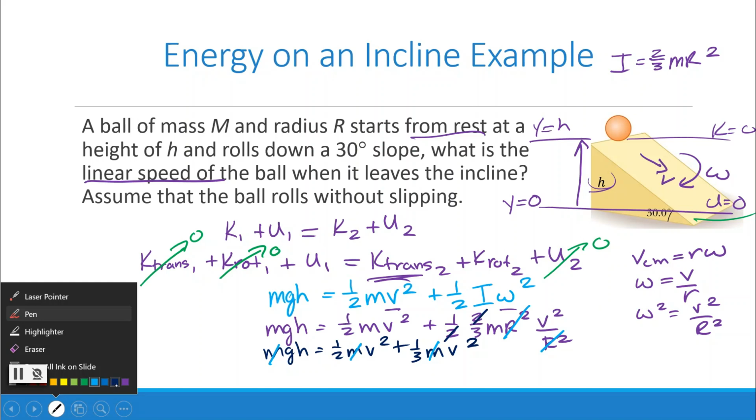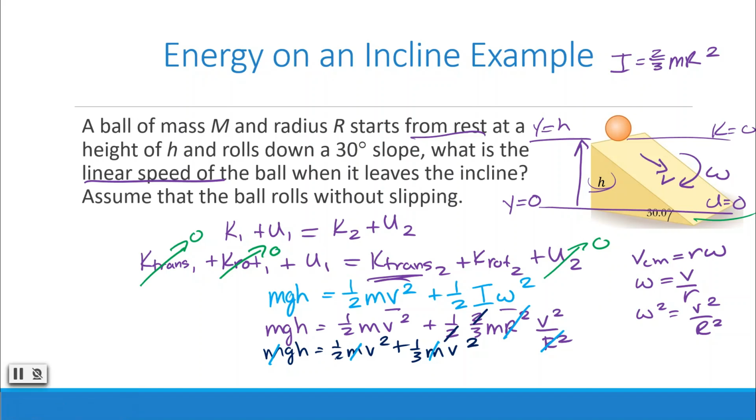I can combine those fractions. With a common denominator, I get 3/6 and 2/6. So we get gh is equal to 5/6 v squared. If I solve for the speed, our speed is going to be the square root of 6 over 5 times gh.